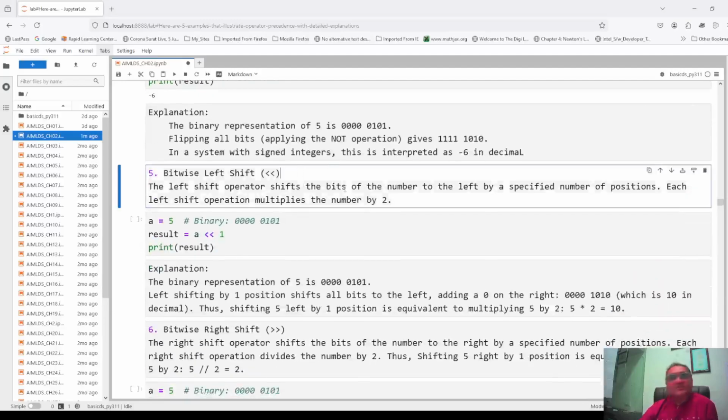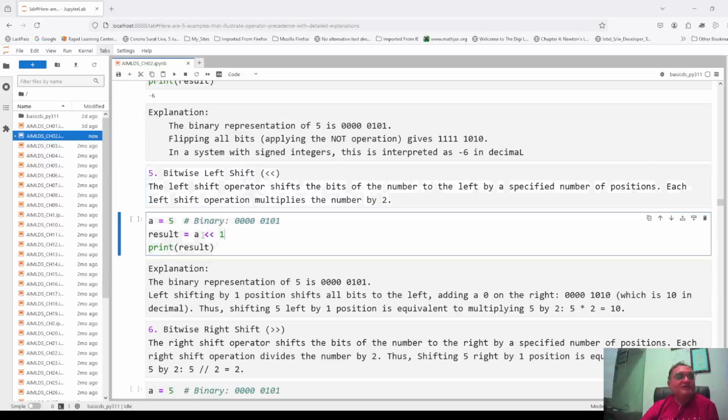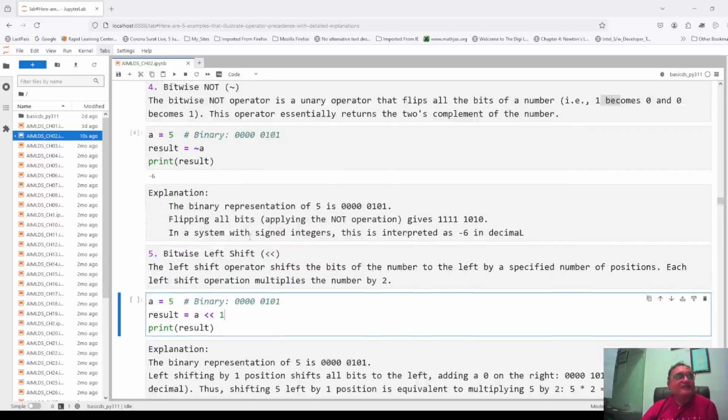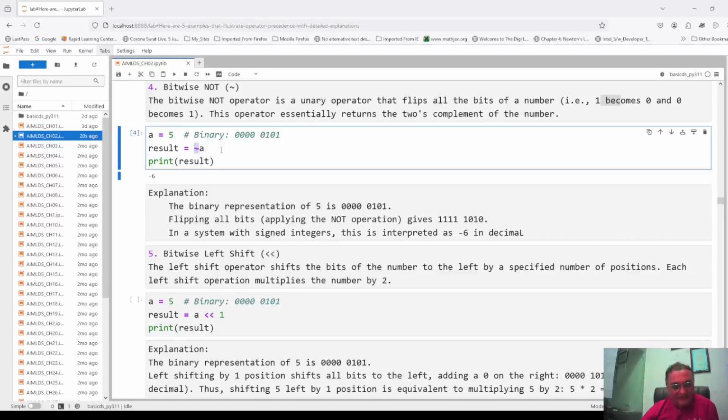Now, bitwise left shift. The left shift operator shifts the bits of the number to the left by a specified number of positions. It is also a unary operator, because we are taking only one integer number whose binary representation is this, and then we are using this left shift operator, which is the less than symbol. And the NOT operator symbol is called tilde. You will find this symbol on the key just above the tab key on your keyboard, the backtick key. If you press shift with it, you will get this symbol, which is called tilde.